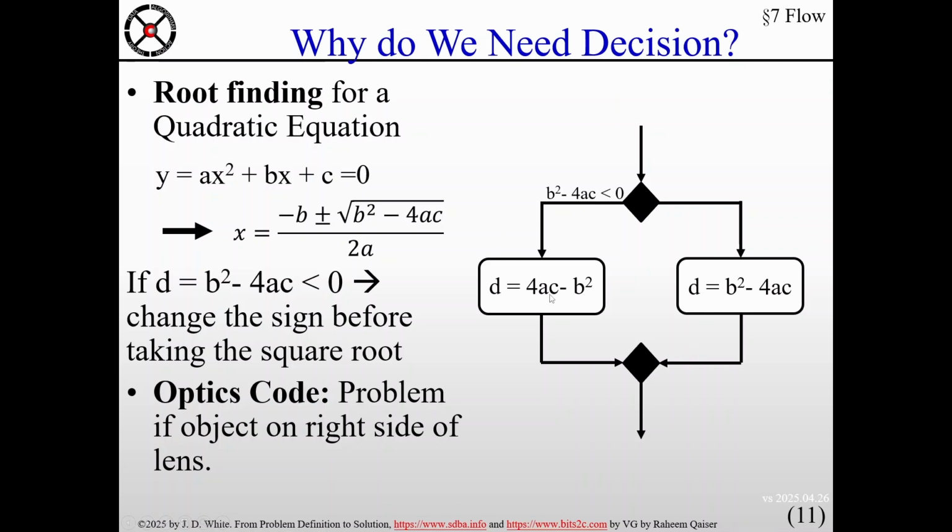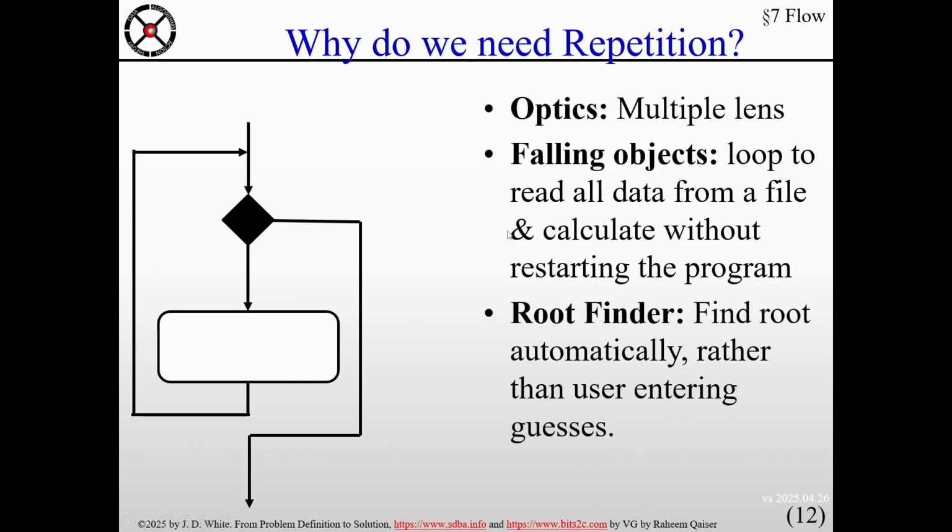We do 4ac minus b squared and then take the square root, right? One has the i in front, is a complex number, and one is a real number. Okay, the optics code. We're going to see why we need it in the optics code in a minute. That's why we need decision. Why do we need repetition? Okay, our optics code needs it.